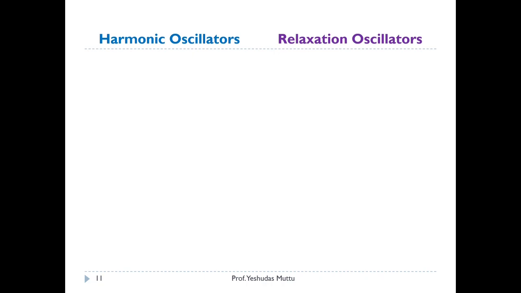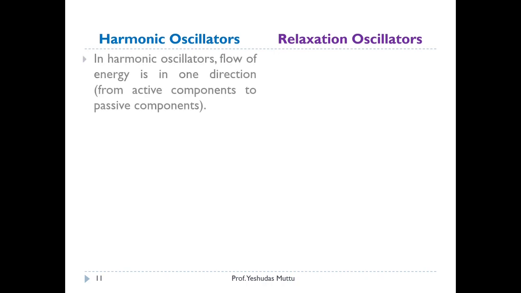Now oscillators can be broadly classified into two categories, that is harmonic oscillators and relaxation oscillators. Harmonic oscillators are the ones which allow the flow of energy in one direction only. Which direction? It is from active components to passive components. Which are the active components? Like BJT, JFET, and maybe you can consider op-amp also. Which are the passive components? Passive components are R, L and C.